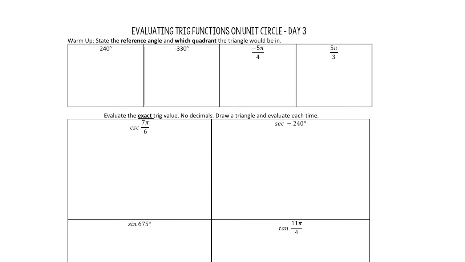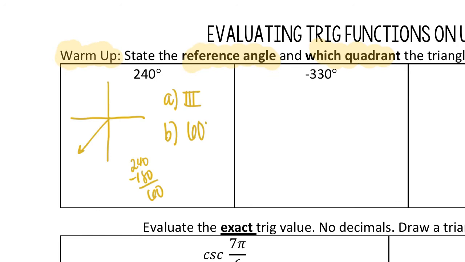I want you to start out by giving this warm-up a shot. So I'm going to pause the screen, and I want you to state the reference angle of the angle that's given and which quadrant the triangle, if you were going to draw it, would be in. For 240 degrees, you should have gotten that that lands in the third quadrant with a reference angle of 60 degrees. Negative 330 starts at the x-axis and goes backwards. Doesn't make it all the way to negative 360, stops in the first quadrant.